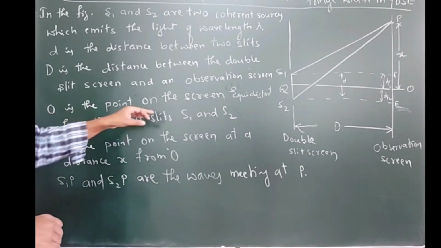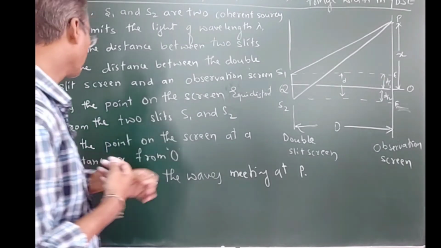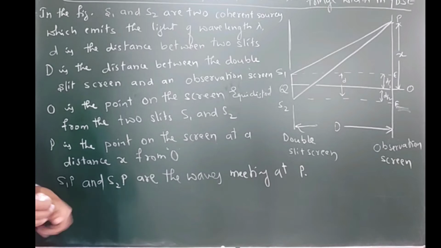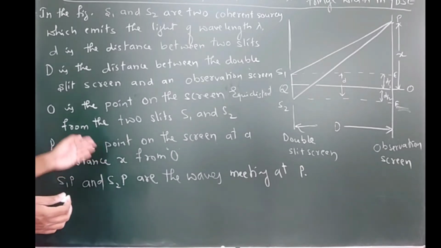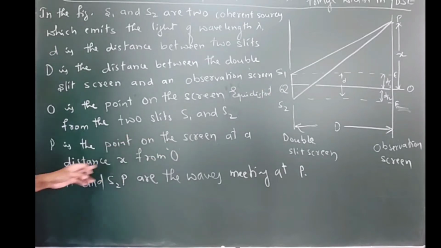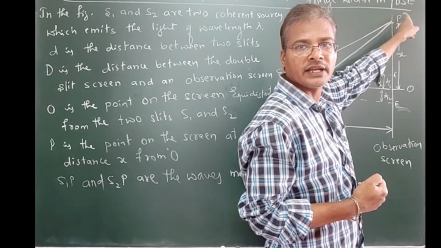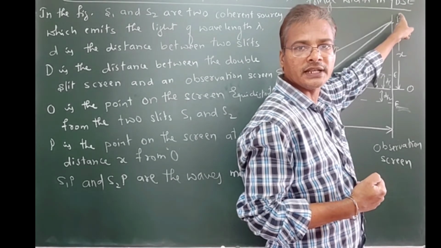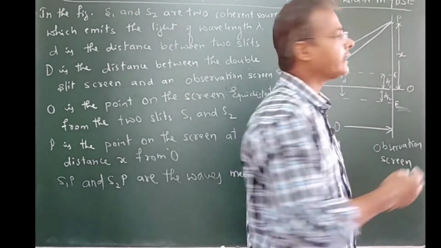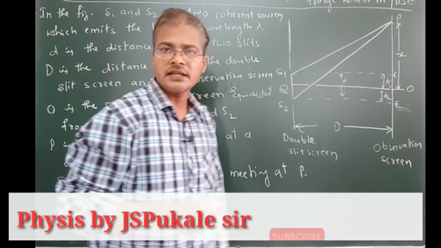O is the point on the screen equidistant from the two slits S1 and S2. P is the point on the screen at a distance x from O. So the distance from O to P we are taking as x.